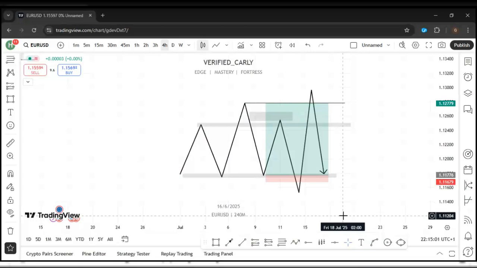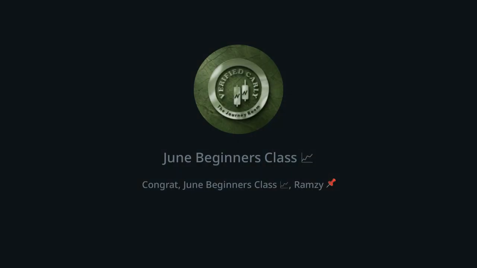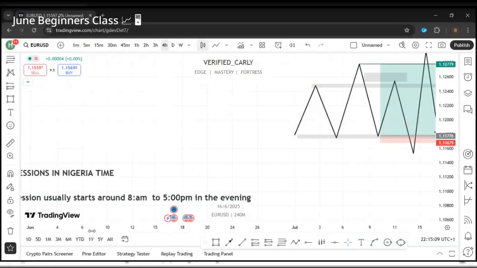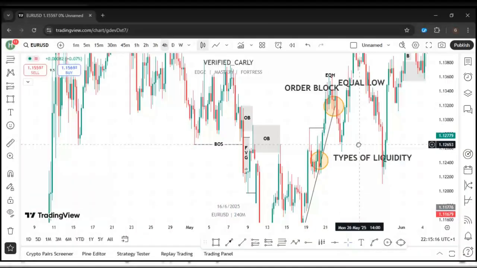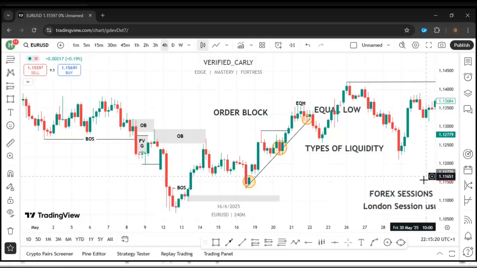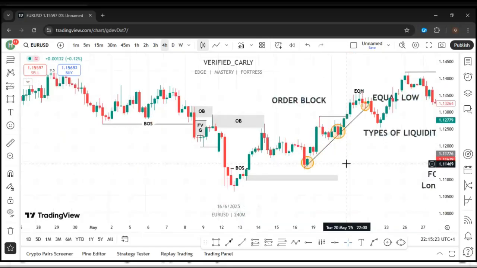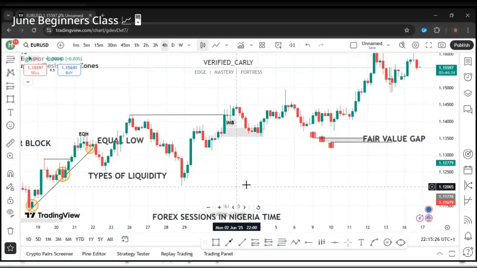Now let's talk about how order blocks and liquidity work together. I want to combine both of them now. This class is not supposed to be this long, but you know that Saturday and Sunday we didn't do class, so I just combined the stuff together to teach you guys. So, a mixture of order block and liquidity.